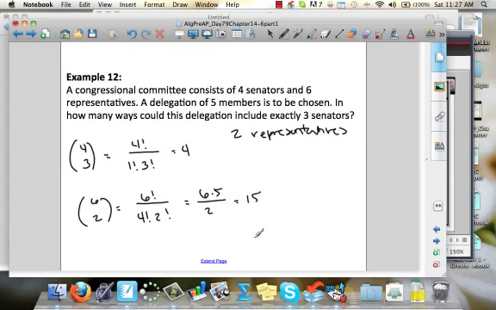So that means we have 4 ways to choose senators and 15 ways to choose representatives. So we're going to apply the fundamental counting principle, and that would be 4 times 15 ways to choose them, and that would be 60 ways to form the delegation. Okay?